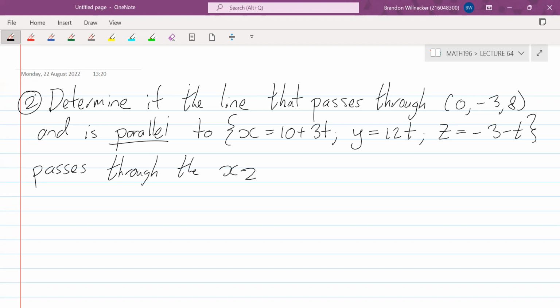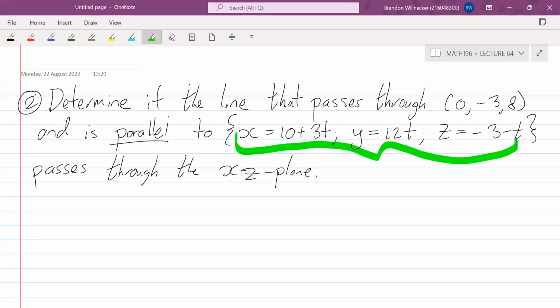Passes through the xz plane. Okay, so first let's figure out what the equation of this line is, and then we can see, does it pass through this plane or not? Okay, so we're going to start by rewriting this second line, this L2.